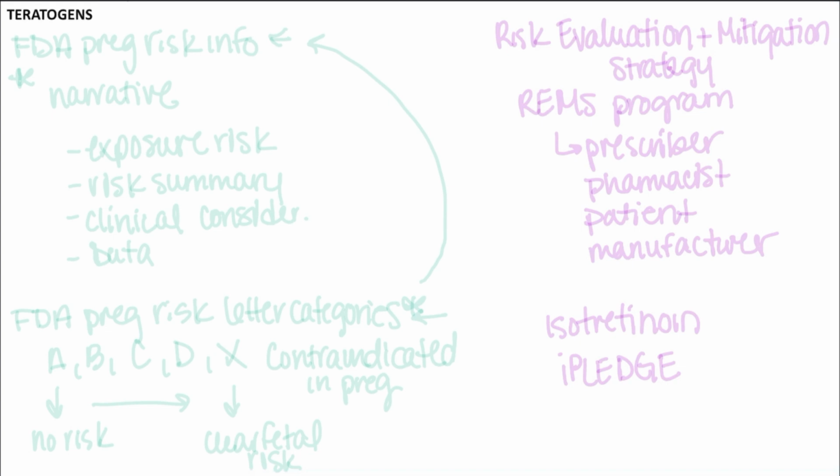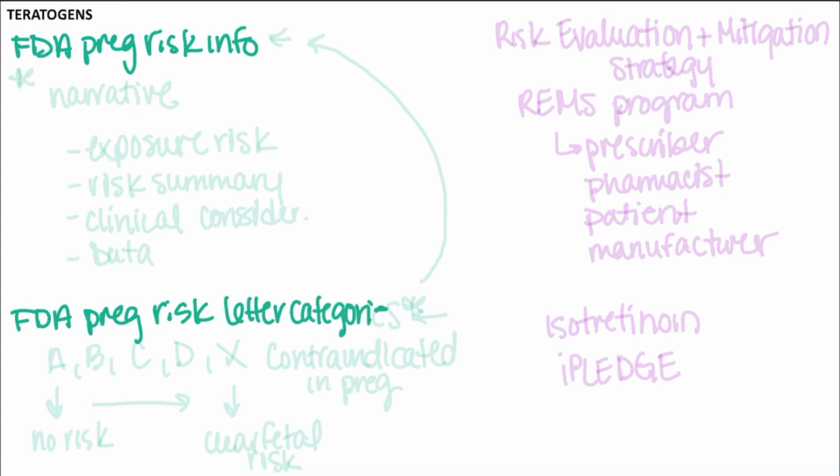The first measure we will discuss are the FDA pregnancy risk information, which has to be included in every package insert for every medication. And this replaced the previously used FDA pregnancy risk letter categories in 2015. So you may still hear these referenced, even though the risk information is the most updated version.